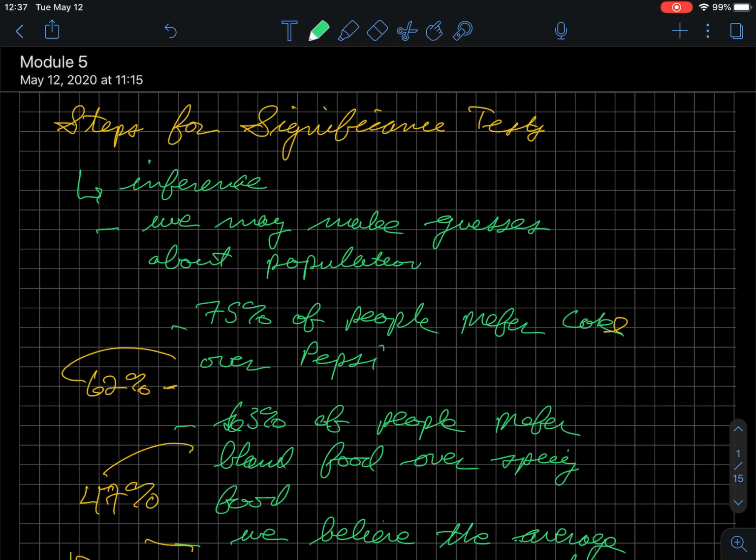Okay, so for this module, we're talking about steps for significance tests. And the reason why this is important is because this is a key tool for statistical inference.